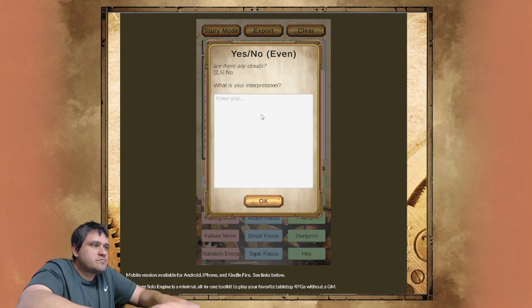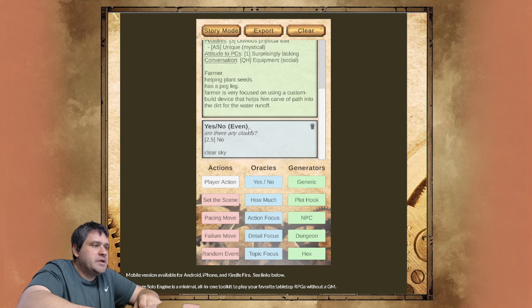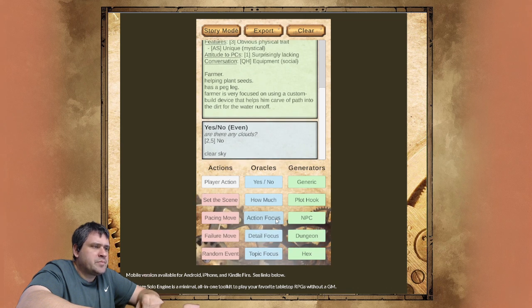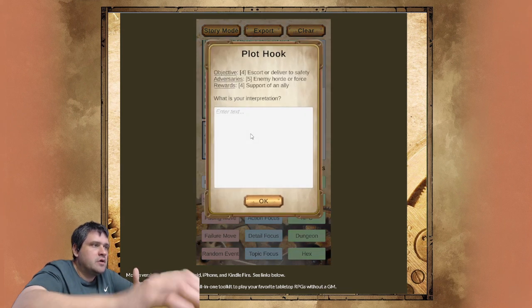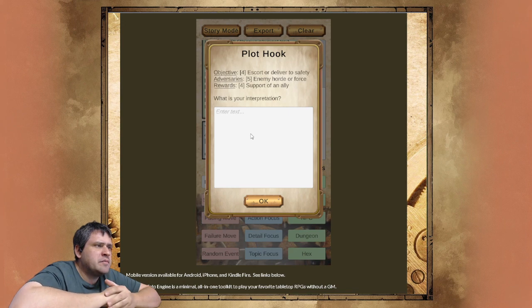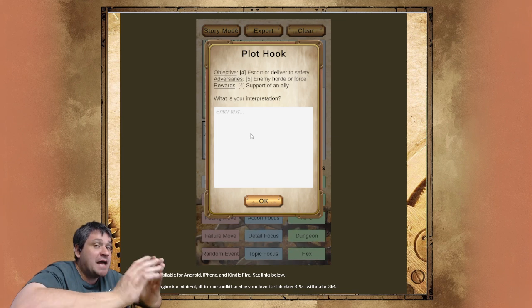So no, there's no clouds. So it's a clear sky. See, it says no. We didn't give it a modifier. So while we're planting seeds, does anything occur? Let's see. Plot hook. Here's a plot hook. Okay, escort or delivery to safety. Enemy horde force. Support of an ally. All right, so this happens when we're planting seeds in a farm.